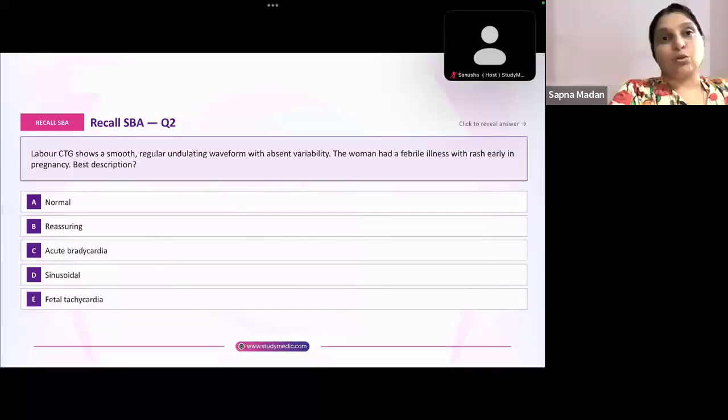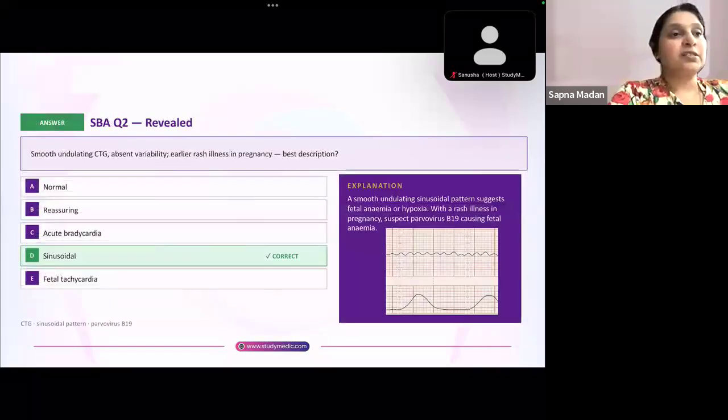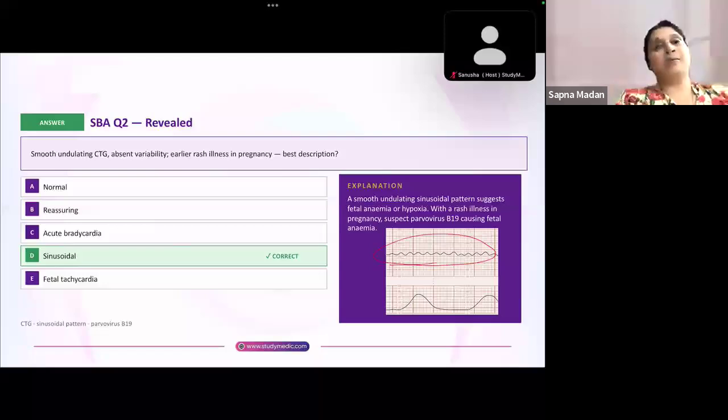I think we've discussed this, and this is going to be a sinusoidal CTG. This is the pattern of a sinusoidal CTG. It is smooth and undulating, and it is seen most commonly in fetal anemia and in patients with suspected parvovirus B19, RhD alloimmunization, or chronic hypoxia. They will show this particular pattern.